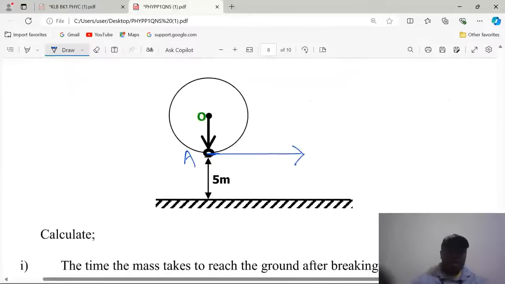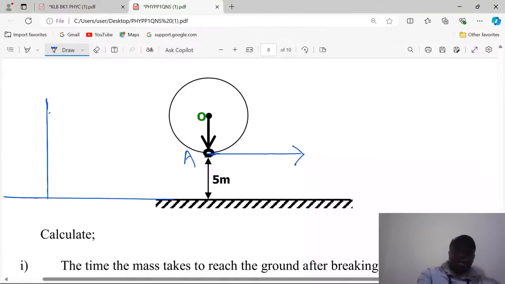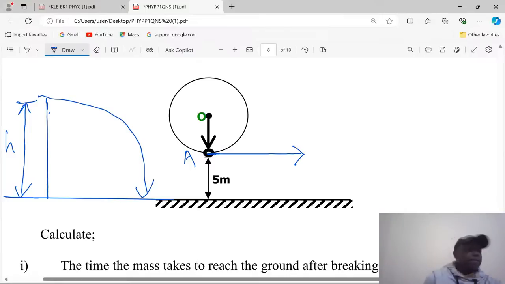Let me draw that demonstration. In case there is a certain height here, then there is the horizontal ground. We usually say that if a body is falling from this height h, the time it will take will be equal to the time in case the body is thrown to a further distance. The body will take the same time.